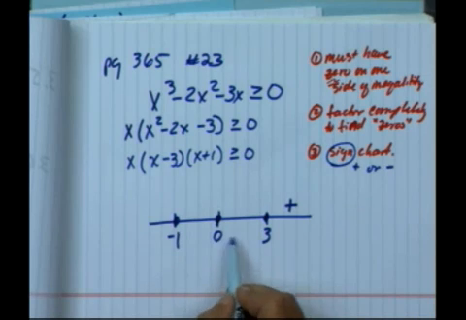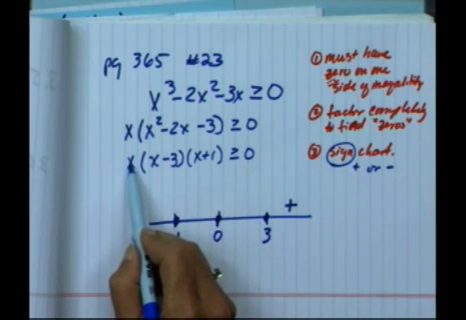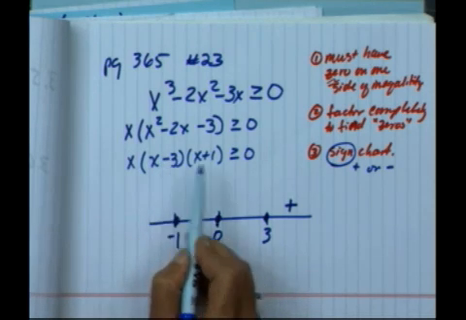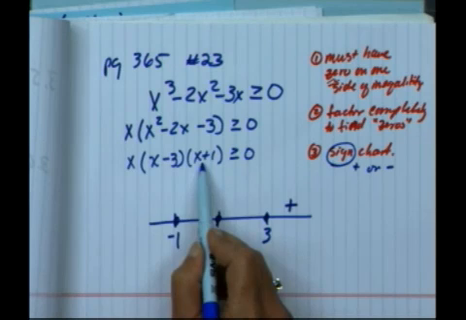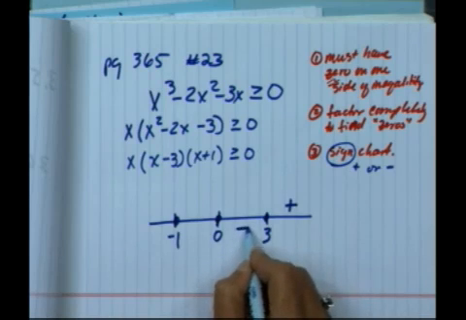Okay, let's do between 0 and 3. What's an easy number? Positive 1. So this first factor is positive. The next factor is negative. The next one is positive. So we've got positive, negative, positive, which is negative.